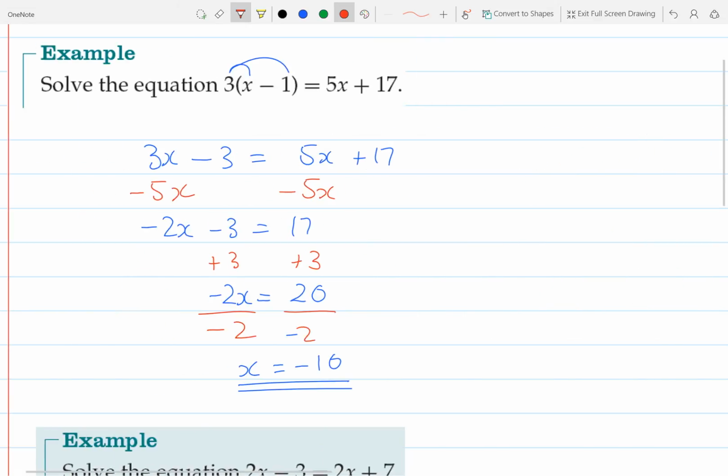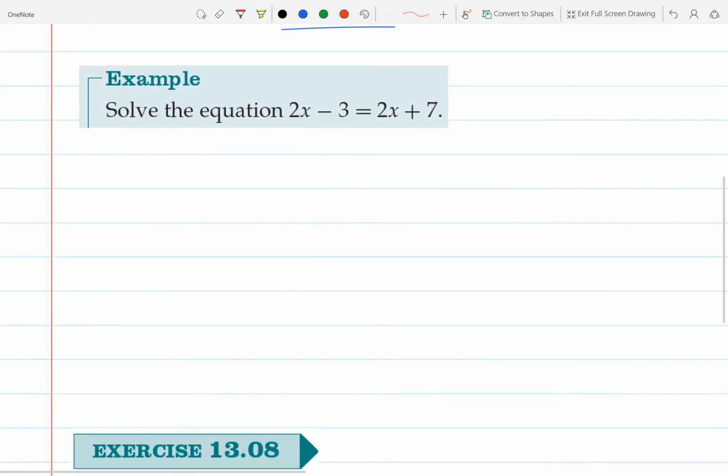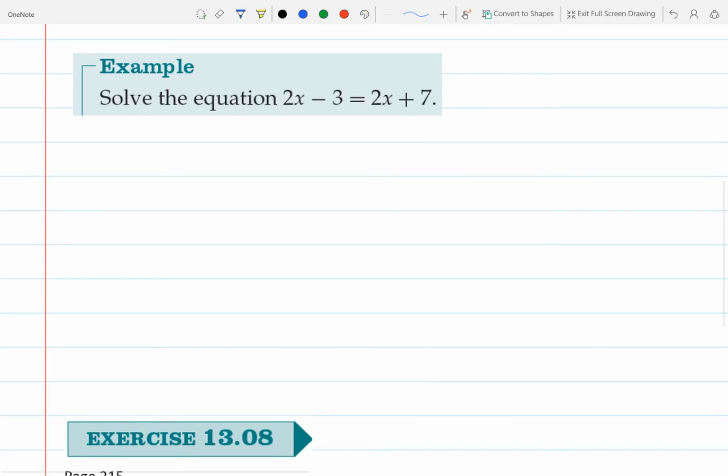One more example that we'll quickly go through is this one here. So we're going to have a special situation here as well. So we'll start by subtracting 2x from both sides. And so we get negative 3 equals positive 7. Now this is not true. At least last time I checked, negative 3 was not the same as 7. And so this is what we call a logical fallacy. So in other words, it cannot be true.